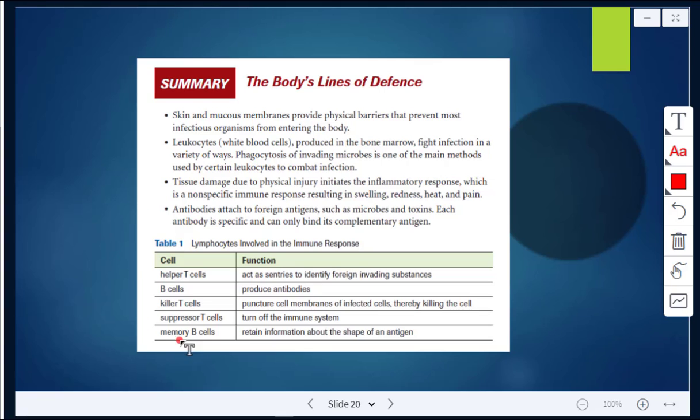All right, here in this table is again just showing those lymphocytes we talked about: the helper T cells, which act as sentries to identify foreign invading substances; the B cells, which start producing the antibodies; the killer T cells, which puncture cell membranes of infected cells and kill the cell; the suppressor T cells, which eventually turn off the immune system; and then the memory B cells, which keep that information about the shape of the antigen.